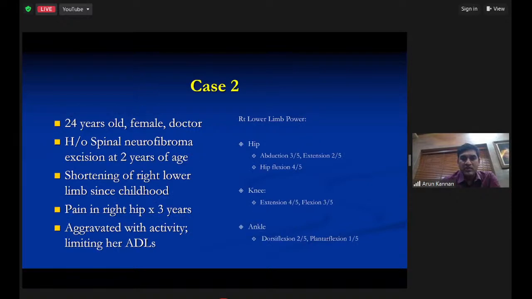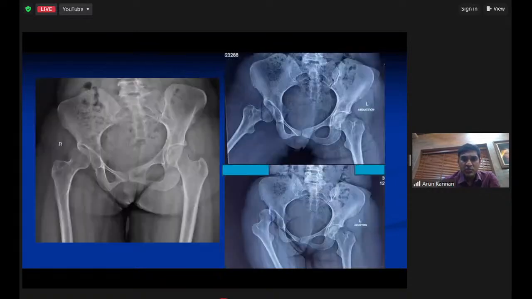Second one is a 24-year-old female. She had a spinal neurofibroma tumor excised at 2 years of age, and she came with right hip pain. She had significant weakness on the right lower limb, at the hip, knee, as well as at the ankle. Of note, she had 3/5 hip abduction. The hip extension was even weaker. And this was the picture, 24-year-old. You can see that in adduction, she's already coming out preoperatively.